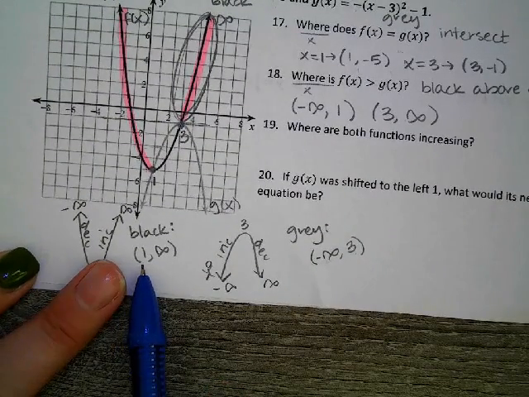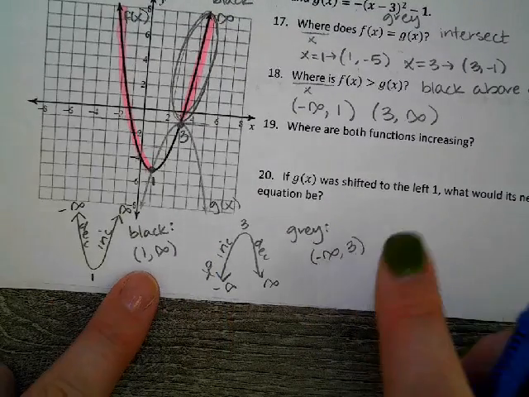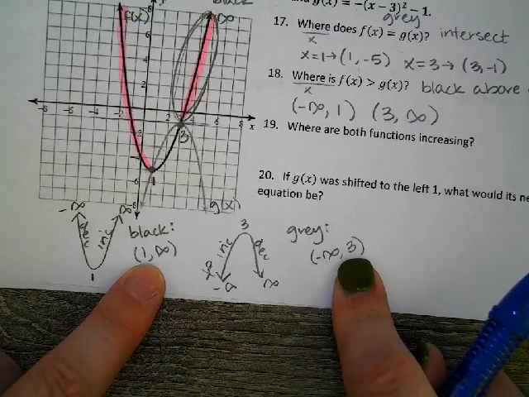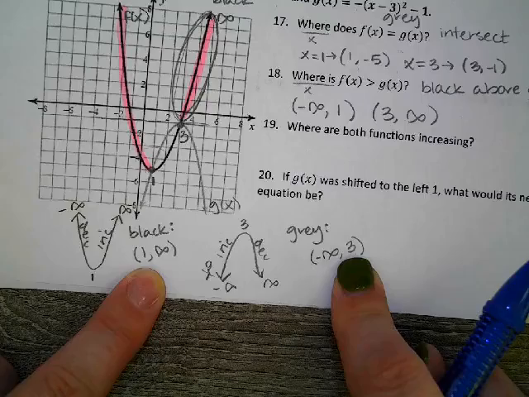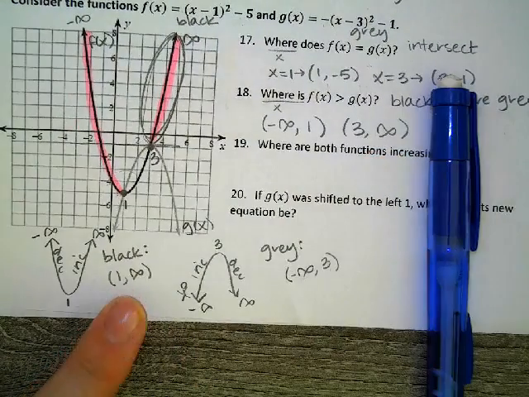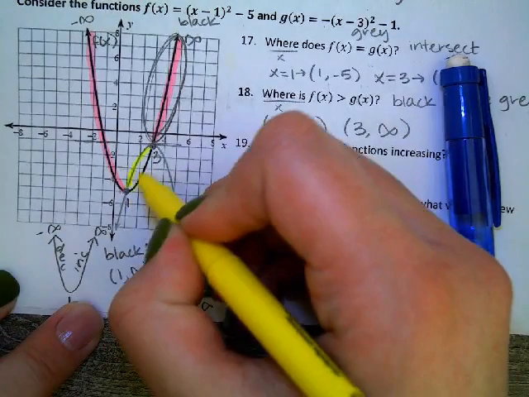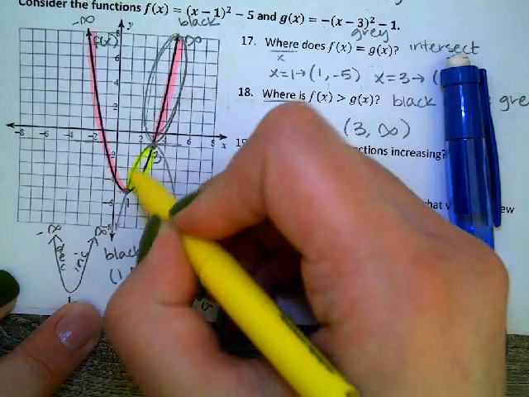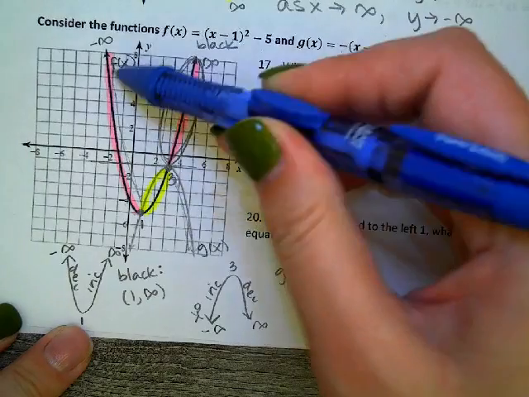So the only place where they overlap is from 1 to 3. That's it. So they're both increasing here. Right here, they're both increasing. Other than that, the black graph is decreasing, or the gray graph is decreasing. So when are both graphs increasing? From 1 to 3.